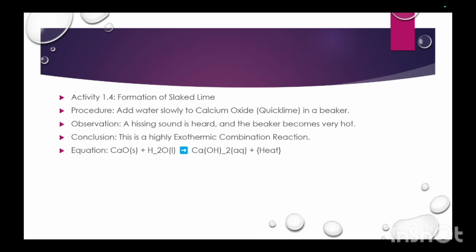and the heat is being released. In the next activity, 1.4, the formation of slaked lime. The procedure: add water slowly to calcium oxide. Calcium oxide is quick lime. You can put it into a beaker and mix it with water. Quick lime is the one which is available in the hardware shop when you go for whitewash.